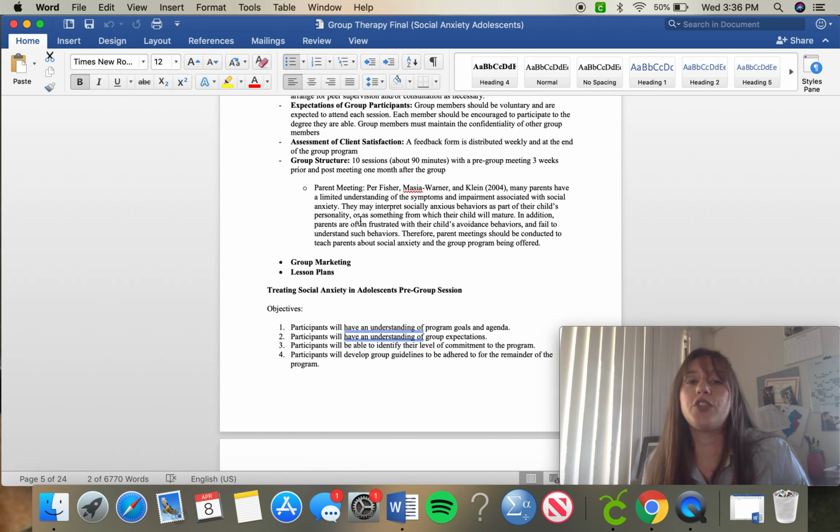Lastly is group structure. As I mentioned before, the article really breaks down about 10 sessions of group therapy for adolescents with SAD. In those 10 sessions, it has a pre-group and a post-group session that they break down and tell you exactly how to run. The article also suggests a parent meeting, because sometimes parents might not have a good understanding of the impairments or the symptoms that come along with anxiety. This would be a really good time to provide them with psychoeducation to help them understand what their child could be going through.